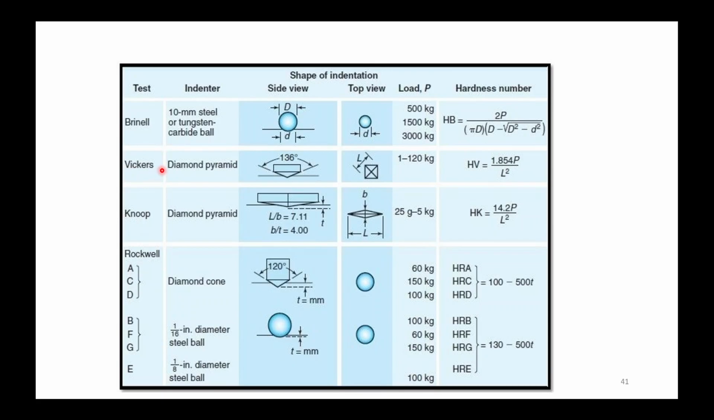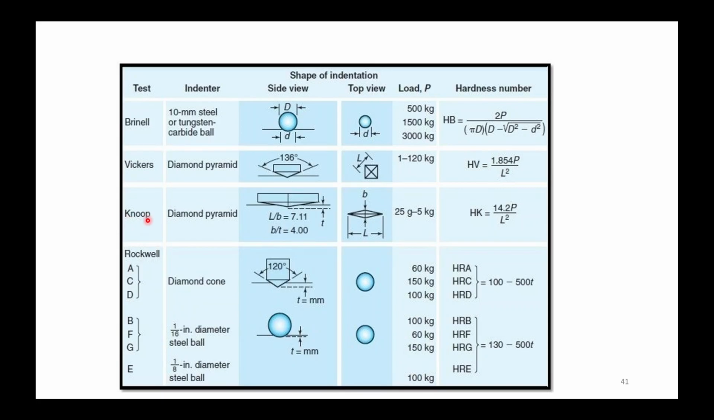For Vickers hardness, we use a diamond pyramid, and it will have an angle of 136 degrees between different faces. In this we measure diagonals, and by using the average of the diagonals, we use this formula to calculate the Vickers hardness number.